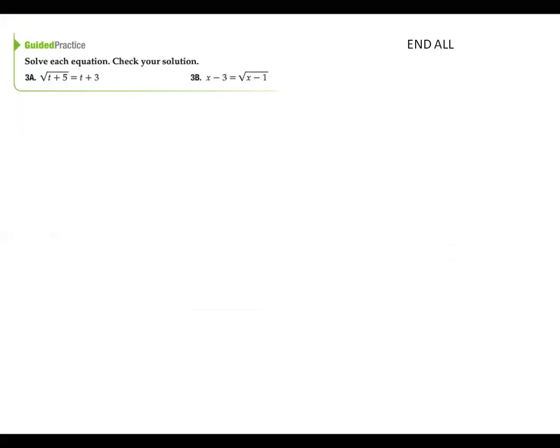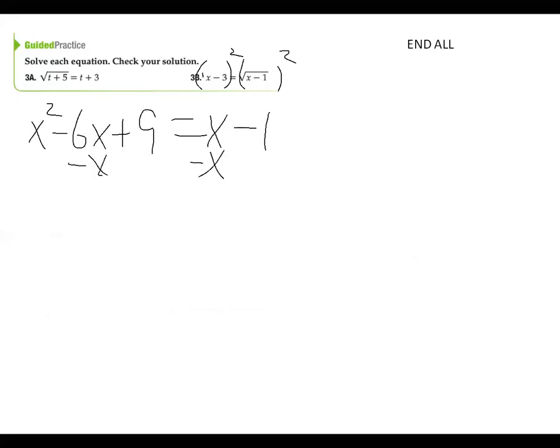Okay, so let's do 3b now. Square both sides, because the radical is already by itself. Okay, so you would get x squared minus 6x plus 9 equals x minus 1. Subtract x, add 1, you get x squared minus 7x plus 10 equals 0.